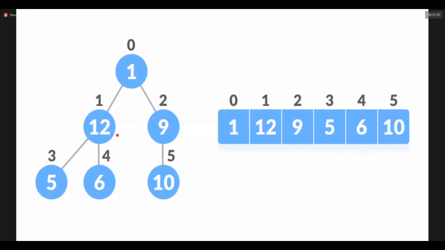This is the relation between tree and array. All of you got the point?